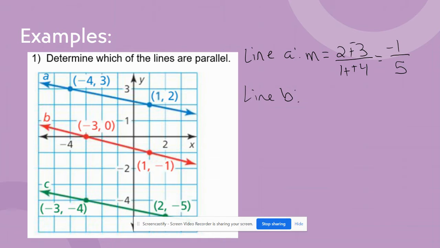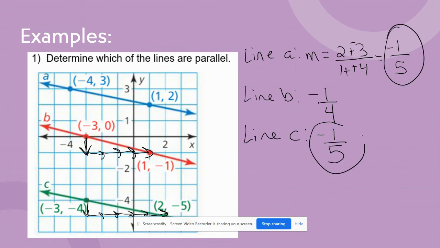Line B, let's say that I used our graph. We went down 1, and then 1, 2, 3, 4 over 4. Line C, we have down 1, so that's negative 1, and then 1, 2, 3, 4, 5, right 5. Exact same slope defines parallel lines, so lines A and C are parallel because they have the same slope.